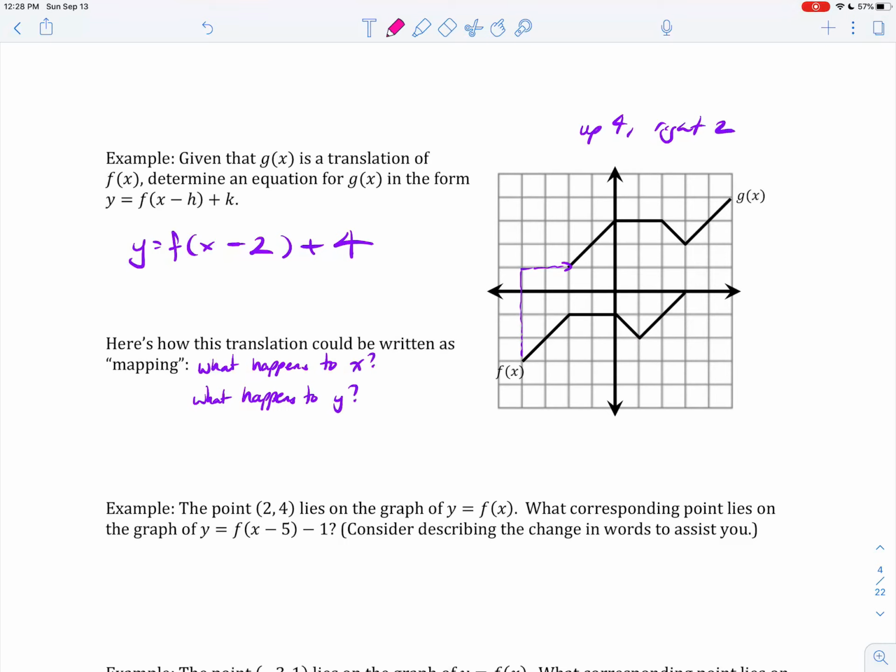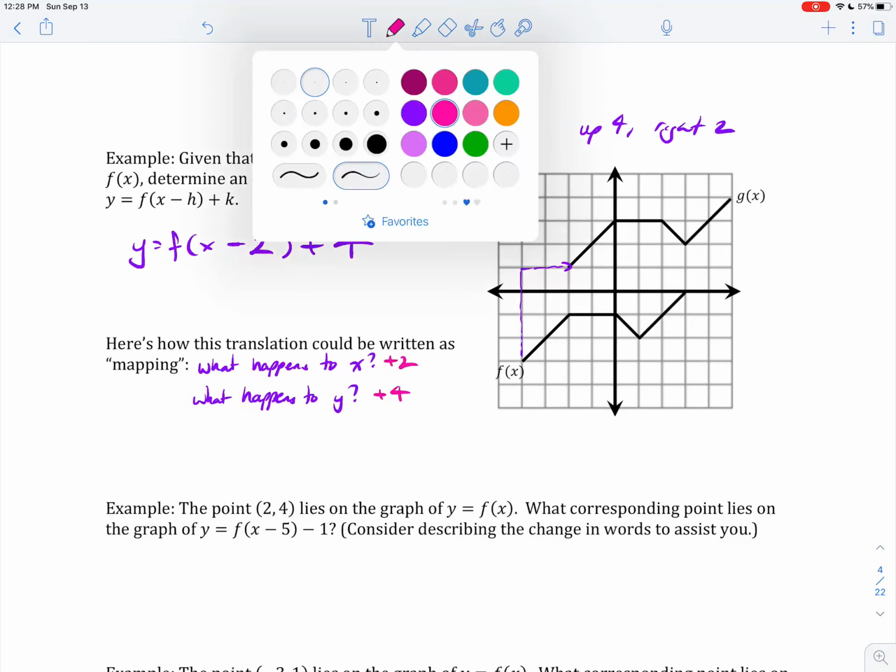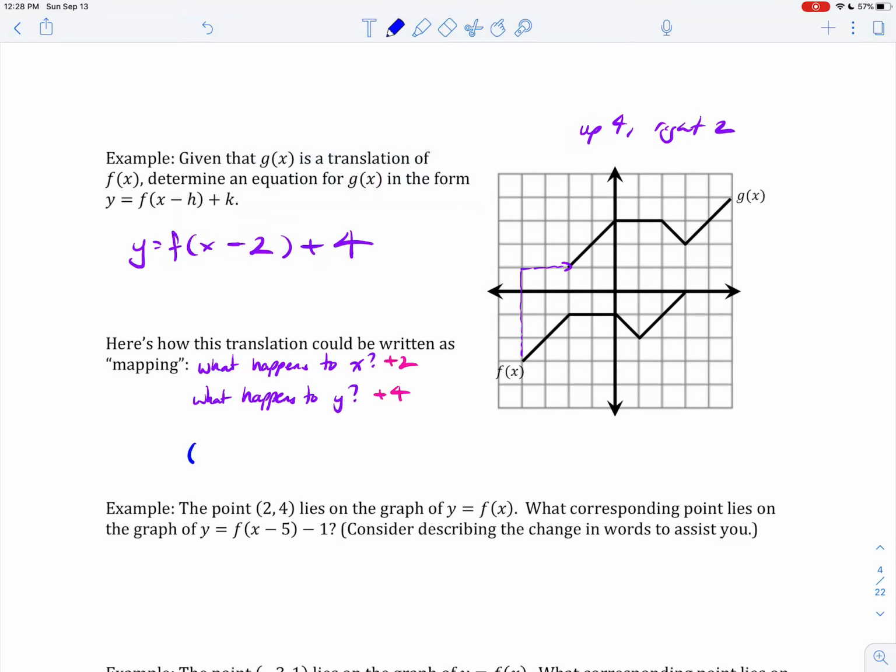So corresponding points on the shape of this graph, that's what happened. Y values went up by 4. We added 4. What happened to x? We went right 2, so we added 2 to those values. So when we talk about what happens to any x, y point on this graph, we added 2 to the x's, we added 4 to the y's.